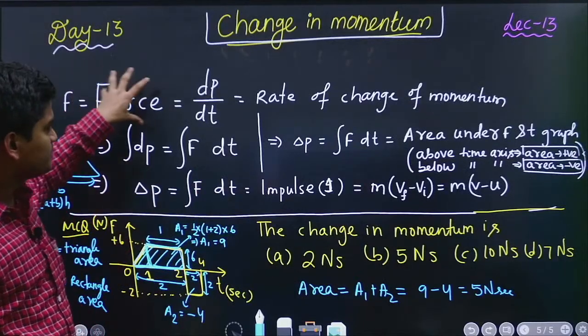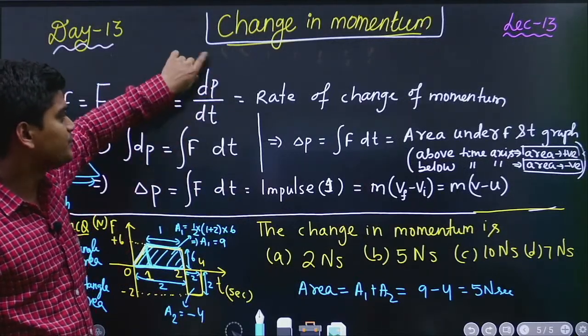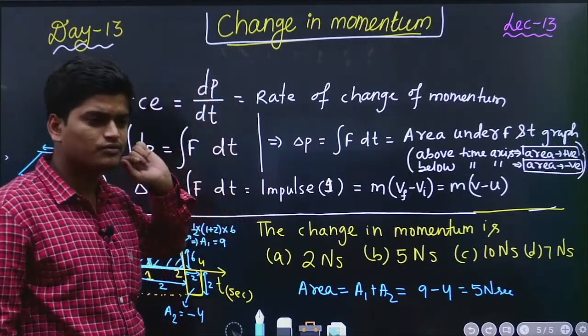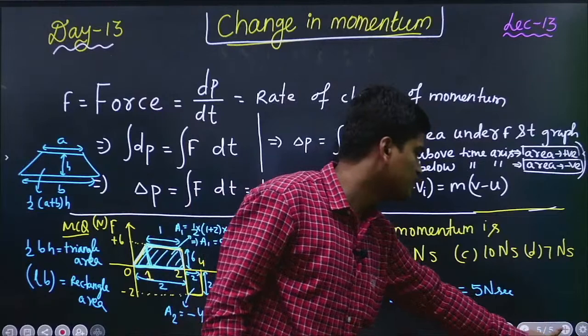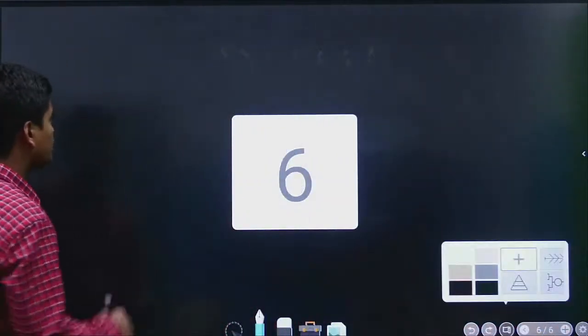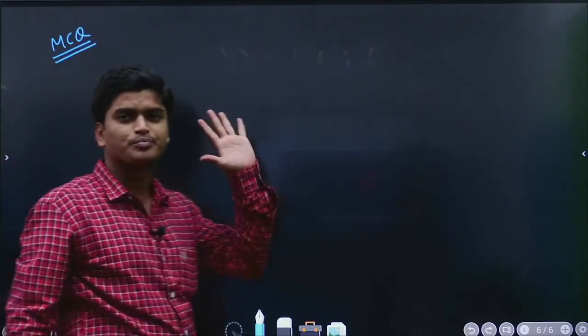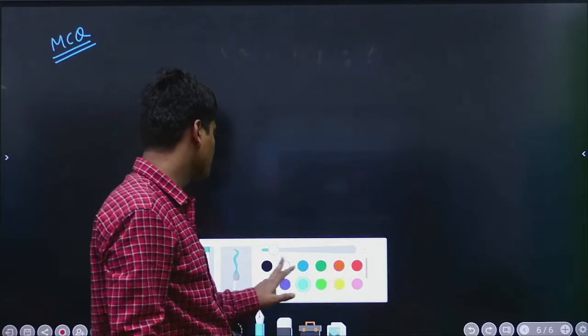So here a force is basically dp by dt, and this dp is nothing but the change in momentum. So force is the rate of change of momentum. Now you understand how the questions will be. We need to find the change in momentum from some picture, so let me take a direct question here.